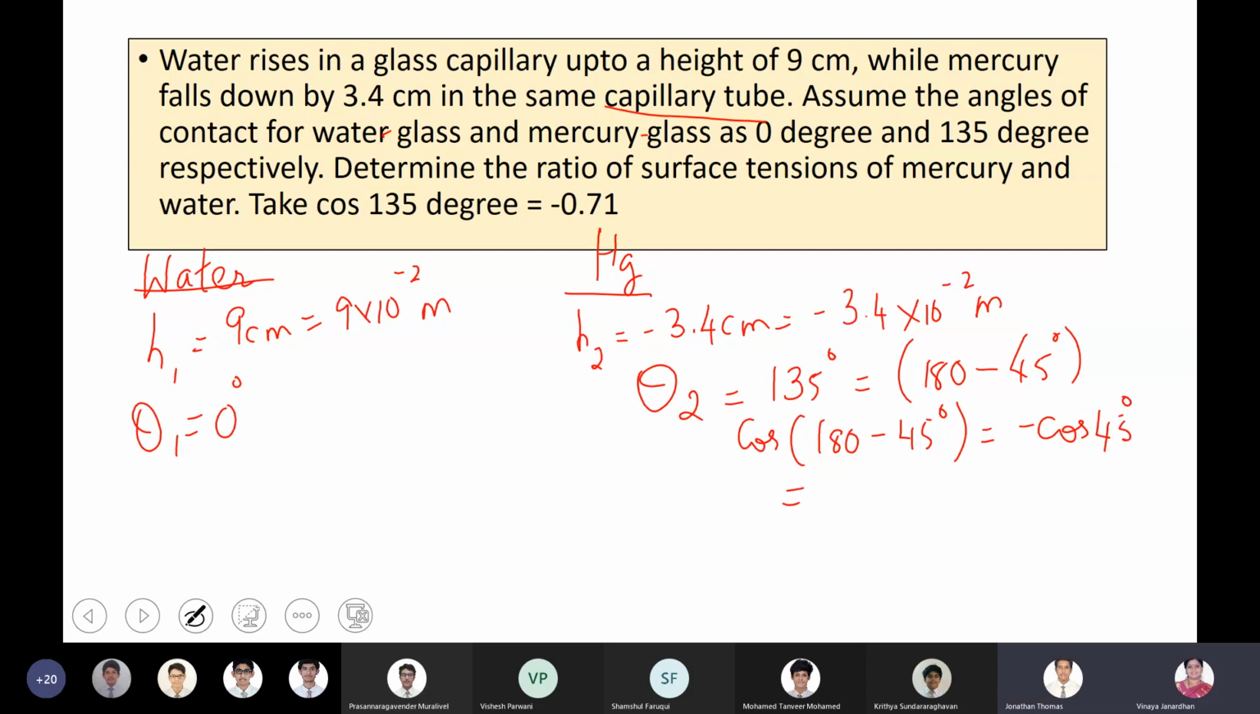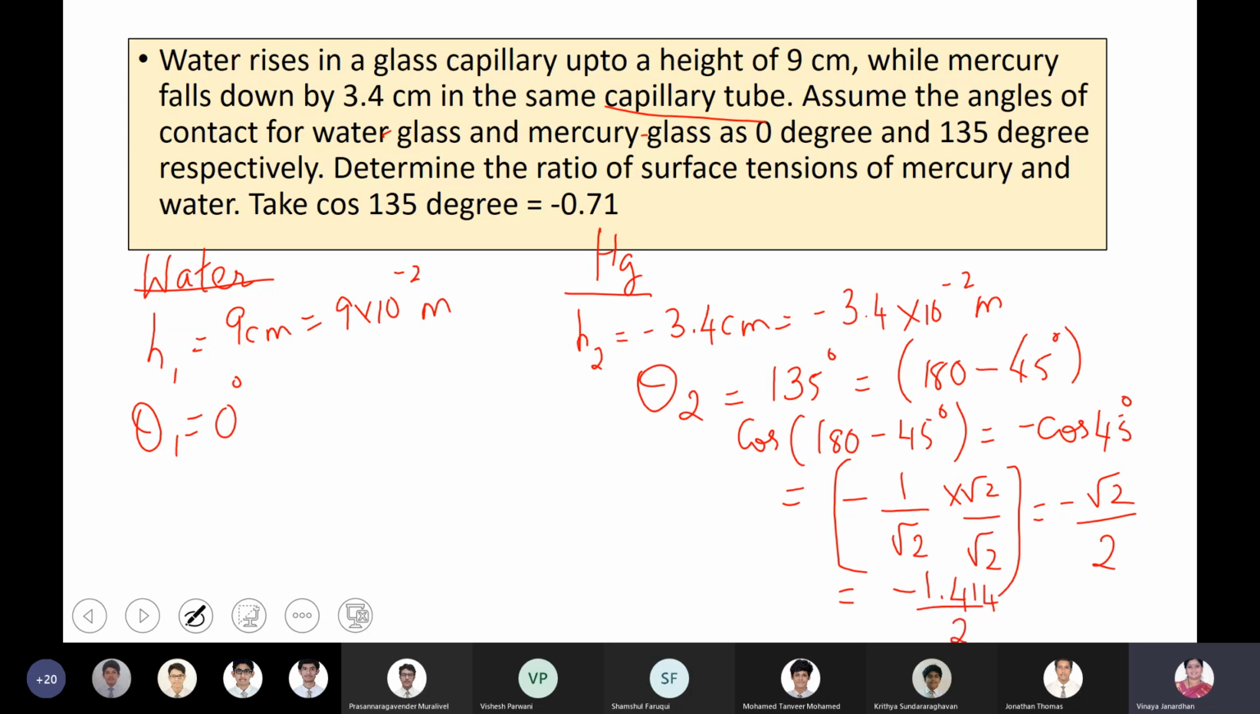Okay, it's given. But in case it is not given, how will you do this, boys? Cos 45 is 1 by root 2. So how will I find this? Root 2 by root 2. So this value will be minus root 2 divided by 2. So minus root 2 is 1.414 by 2, so minus 0.71 approximately. That is theta 2.